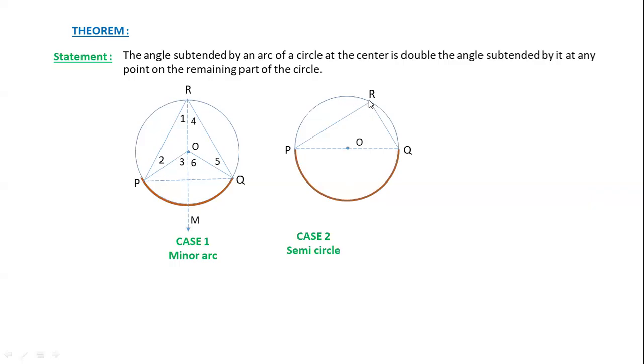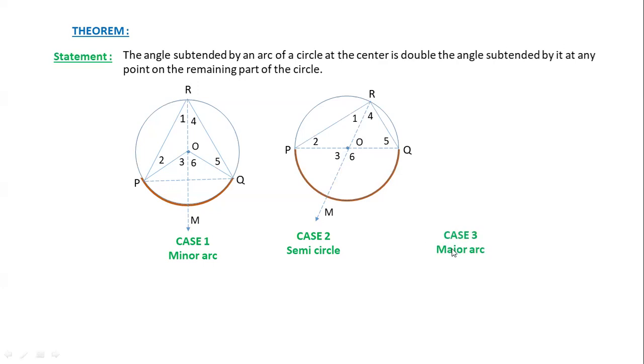Through R and O, let us draw a line and name this point as M. So MR is a line passing through the point R and the center of the circle. Again we name the angles: angle 1, angle 2, angle 3, angle 4, angle 5, angle 6. Clear? Same order. Numbering is in the same order, so that when you're writing the proof, you simply rewrite the whole proof.